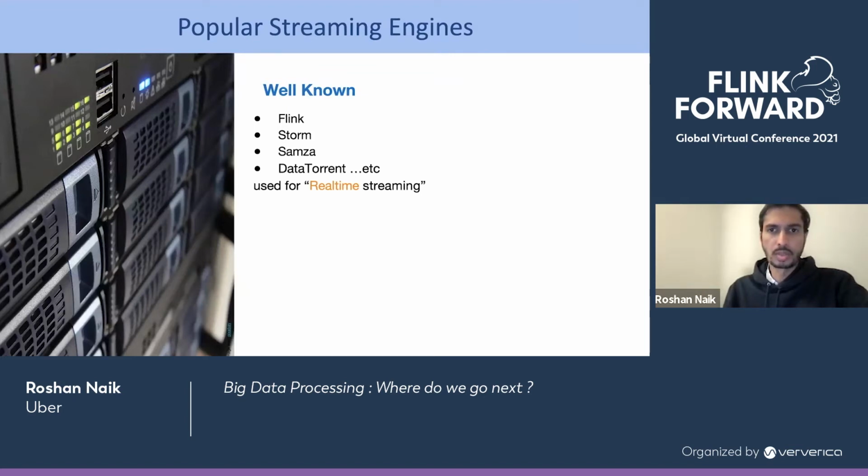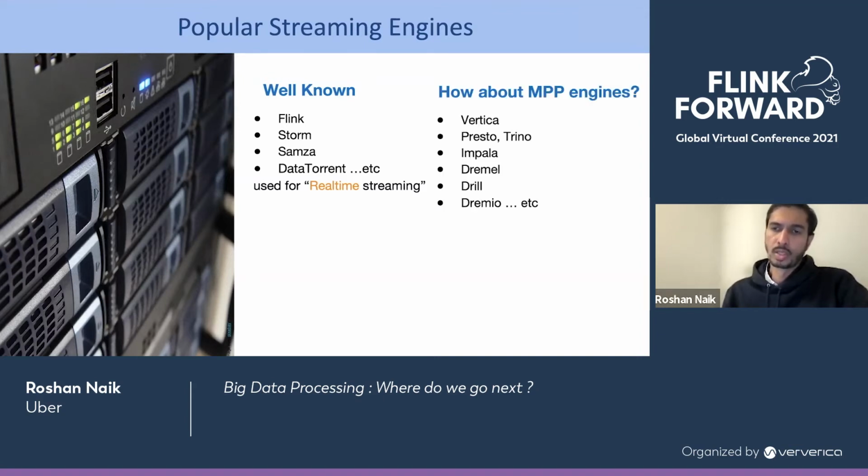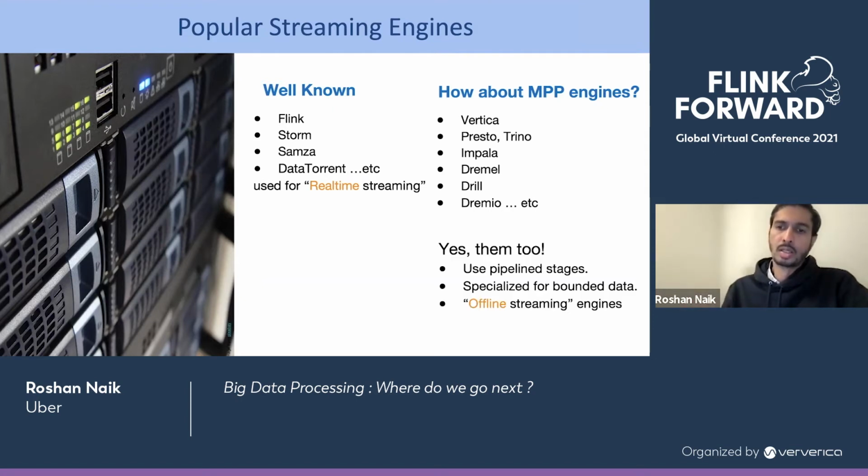These are some popular streaming engines. They're largely used on the real-time use cases, things like Flink, Storm, and so forth. But there's another class of engines called MPP databases, which are often considered as batch style execution. But when you look into them, they're actually using pipeline execution under the scenes. So they're not actually batch engines, but they're streaming engines, which are specialized to deal with bounded data. So they have more optimized processing of bounded data.